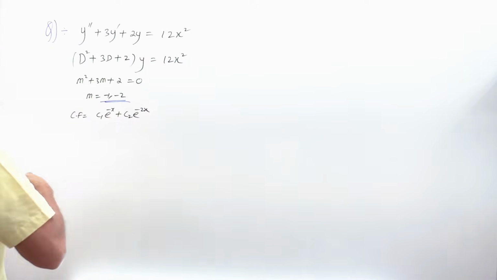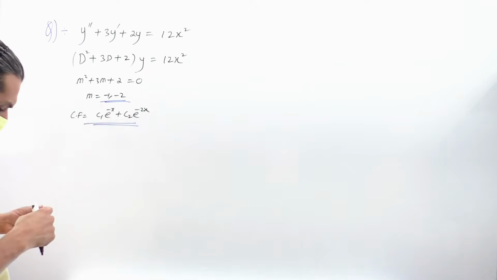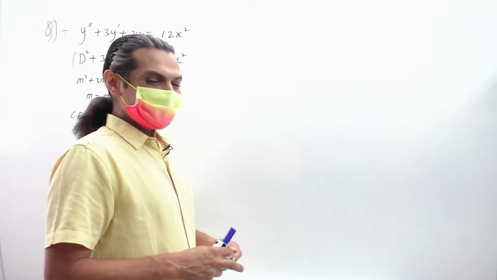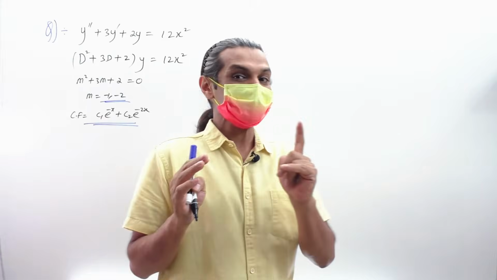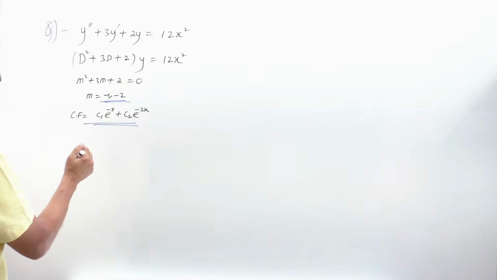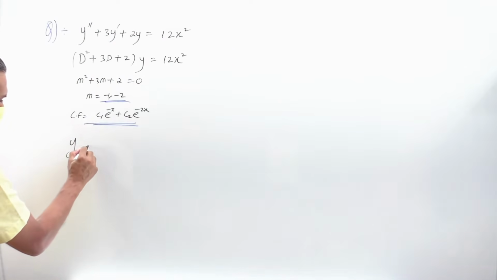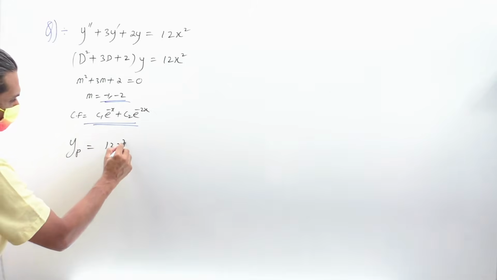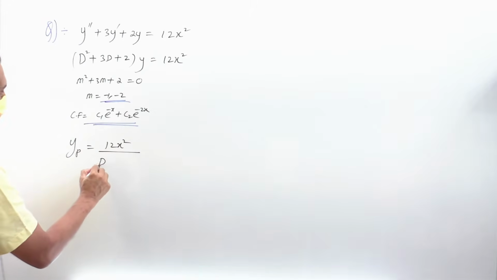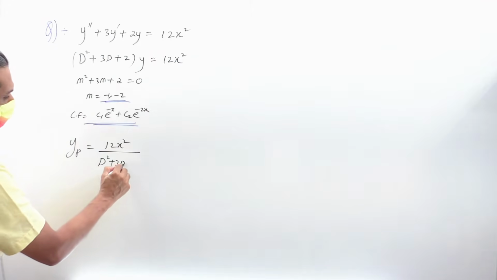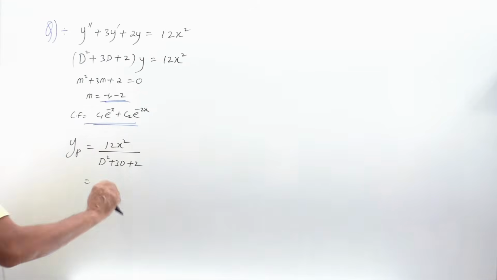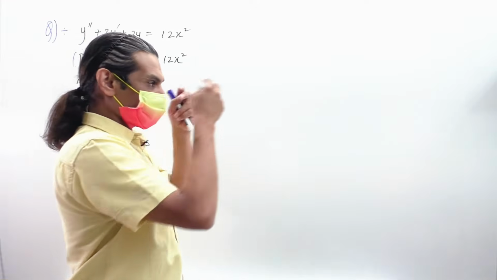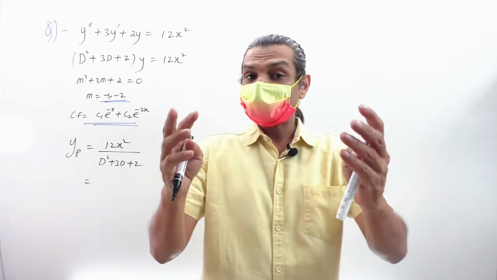Done? So till here underlined, you get the complementary factor. The next main thing is finding the particular integral for this type 3. That means I have yp is equal to 12x square whole divided by d square plus 3d plus 2. Now as I told you, we will employ the long division method. I will solve here.